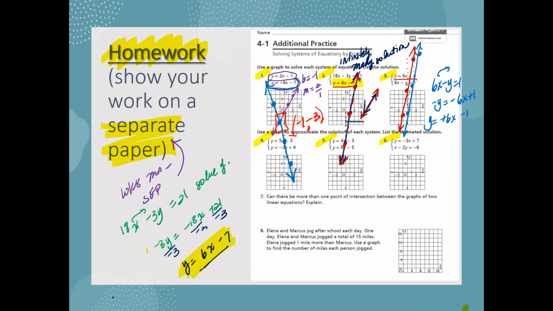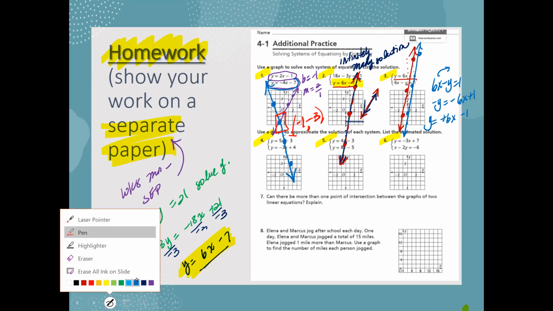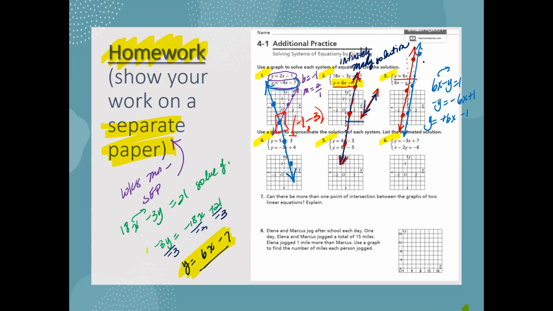So, what do you notice about the blue line and the red line? They look like they're train tracks, aren't they? They're exactly side by side, and they're never going to get closer and they're never going to touch. So these two lines are called parallel lines, which means they have the same slope.